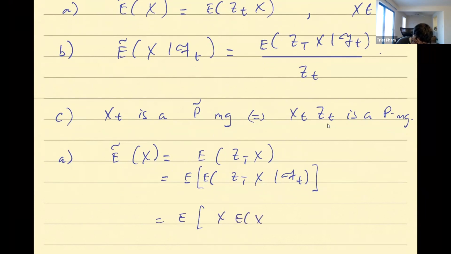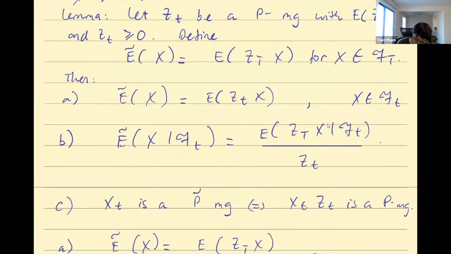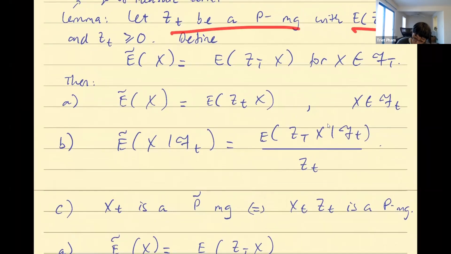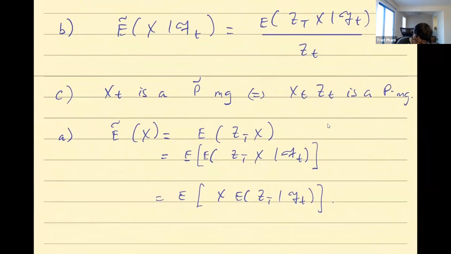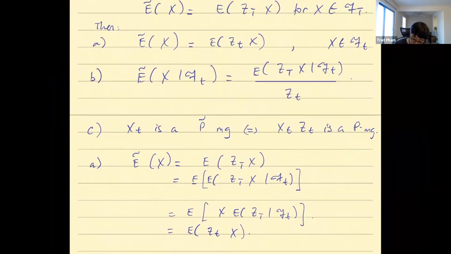And you're left with, sorry, ZT, right? But we know that Z is a martingale. So therefore, like that, right? That's A. Okay. Where would you see this?